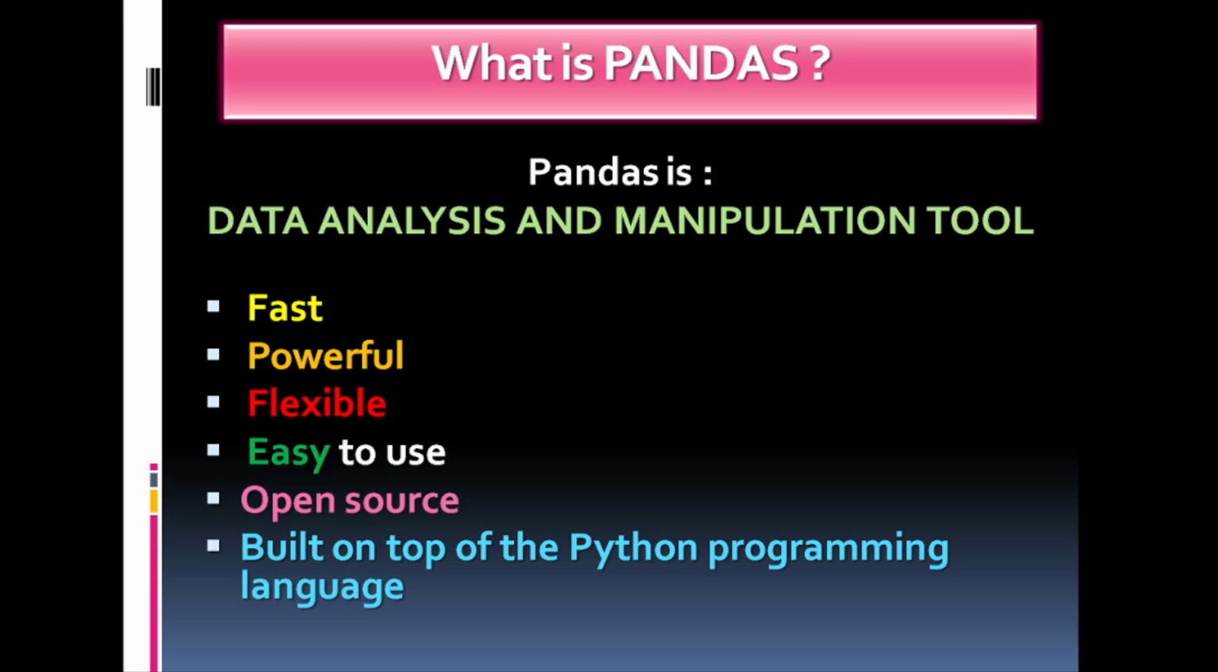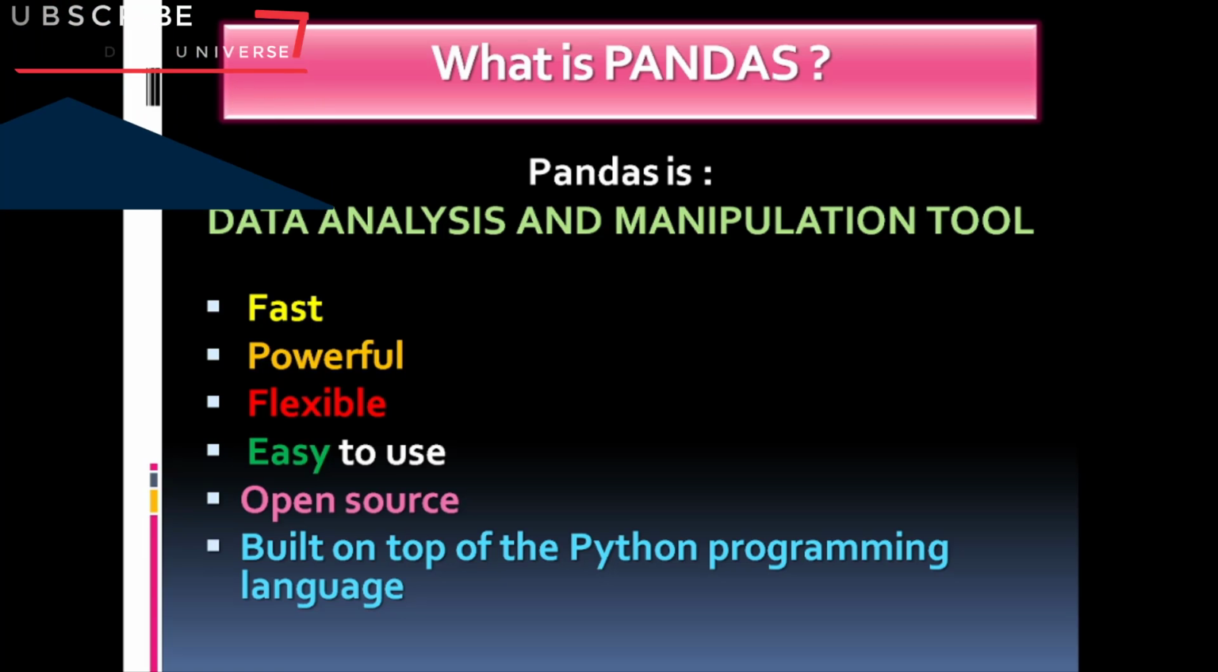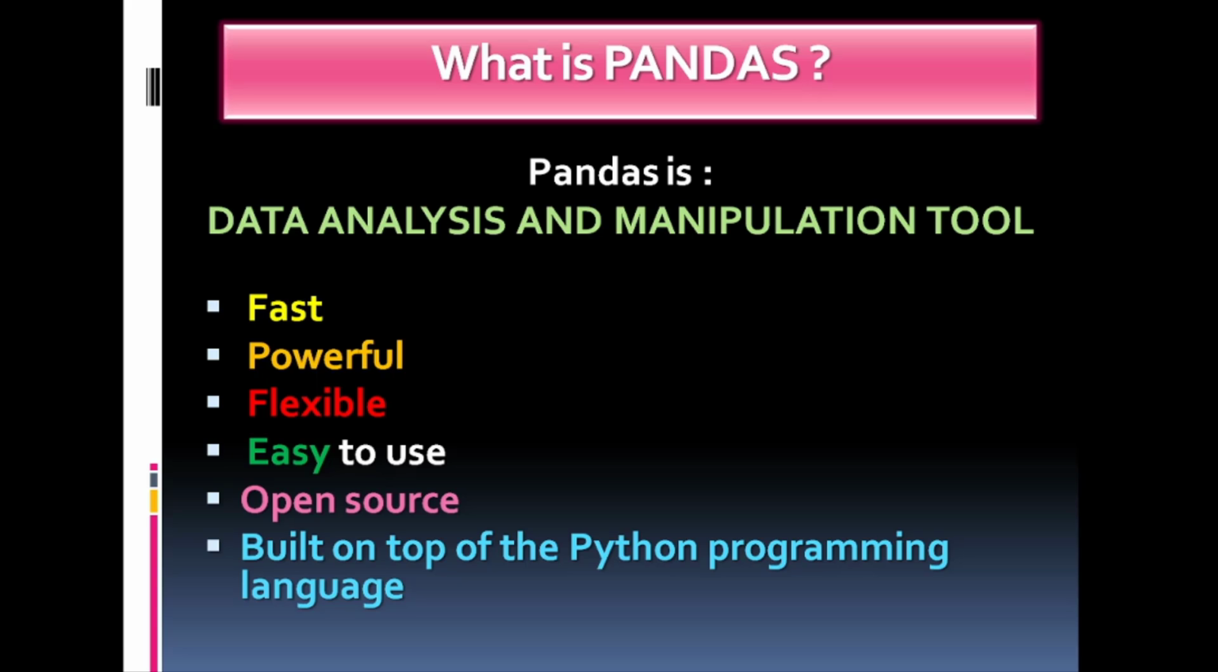I start this tutorial in the first step by defining what Pandas is. Pandas is a data analysis and manipulation tool. This library is fast, powerful, flexible, easy to use, open source, and built on top of the Python programming language. So Pandas is an important library if you want to analyze data or manipulate data with Python.